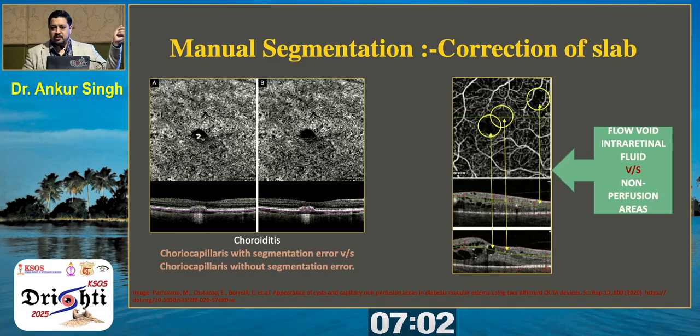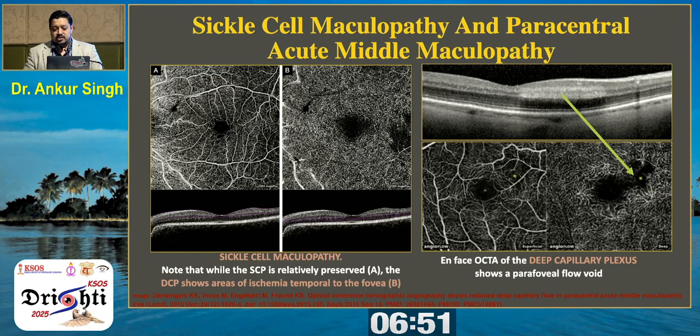Look at the central circle. You think it's a CNP area, but it's not a CNP area. It is rather cystic spaces that are visualized as a CNP area or a flow void area in OCT angio. So always correlate the en face image with the structural OCT.